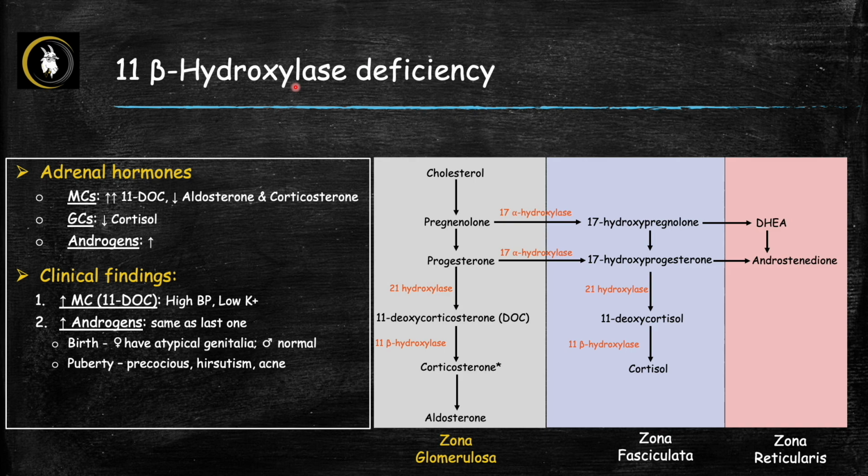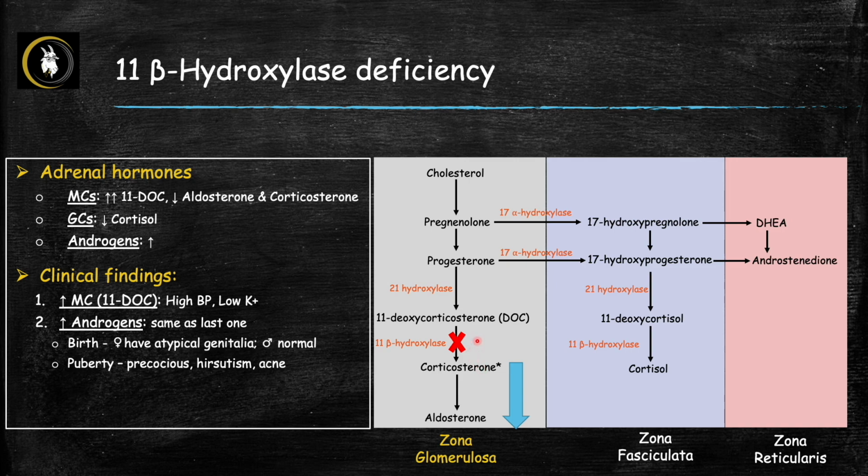All right, so let's move on to the next one, which is 11 beta hydroxylase deficiency. So let's find the enzyme here in our zona glomerulosa. So here we're going to be inhibited, which means that our mineralocorticoids, which are corticosterone and aldosterone, are going to be low, but that's only half of the story.